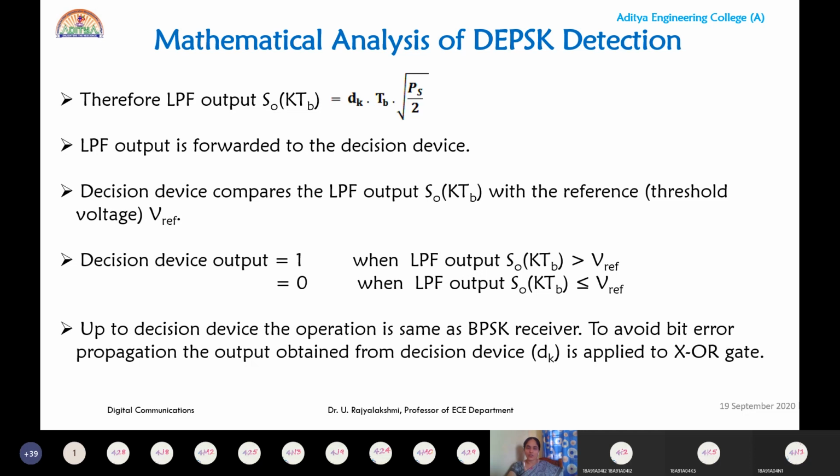The low pass filter output is forwarded to the decision device, and the decision device compares it with the threshold. The threshold voltage is V reference. The decision device output is 1 when the low pass filter output S0(kTB) is greater than V reference, and it is 0 when the low pass filter output is less than or equal to V reference. Okay, so up to the decision device, the operation is the same as that of the BPSK receiver.